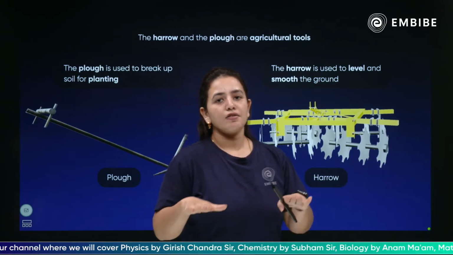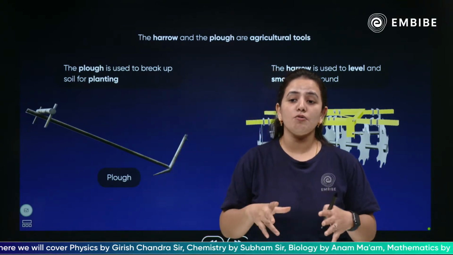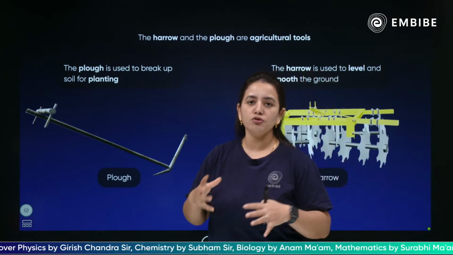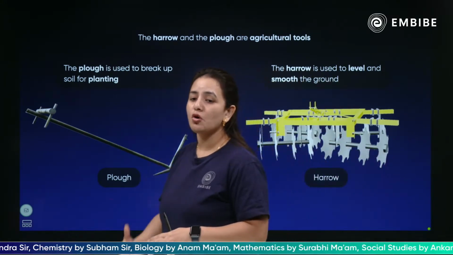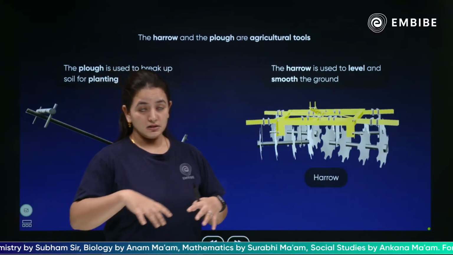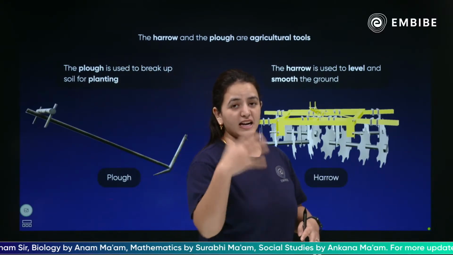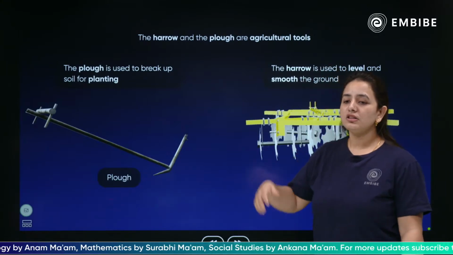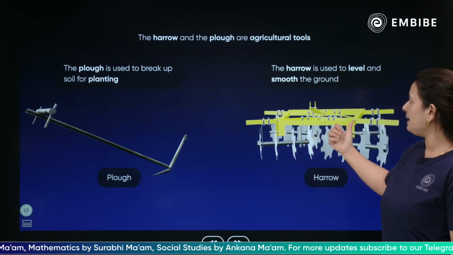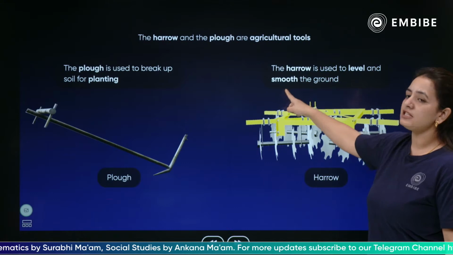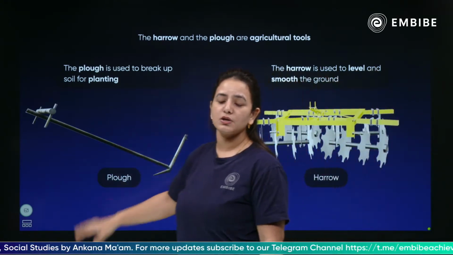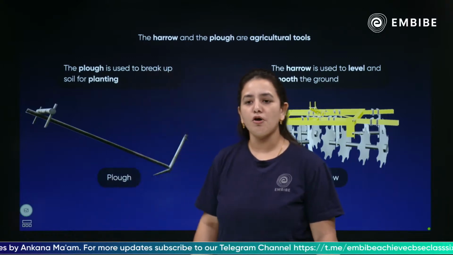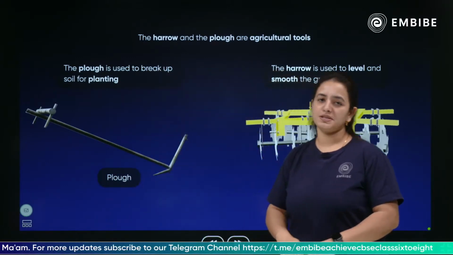Yes, good. If you have not been, please at least go once. You have to see the village life. You have to see how hard they work in the sun, in such difficult conditions, to get you food. Okay, so this harrow is basically used to level and smooth the ground. So these are the two agriculture tools being used by the farmers for cultivation purposes.